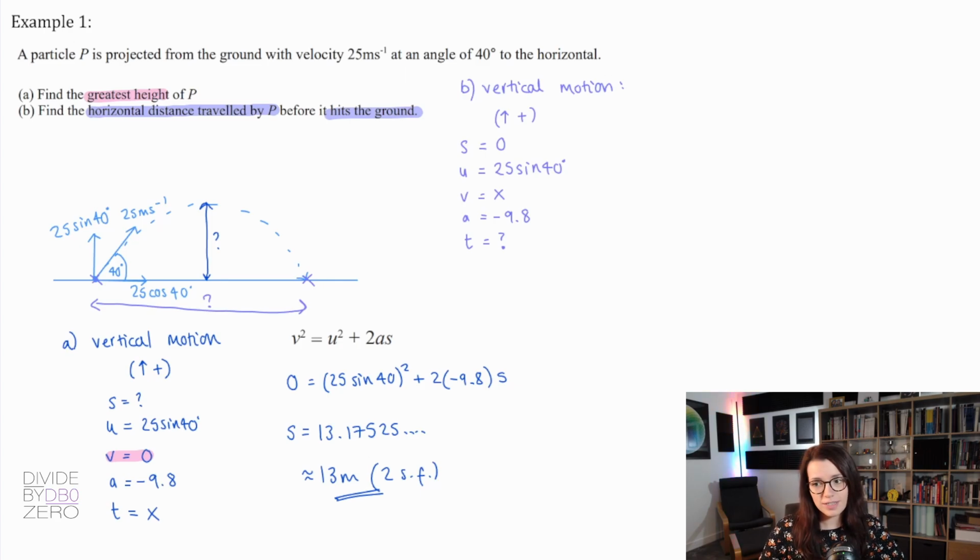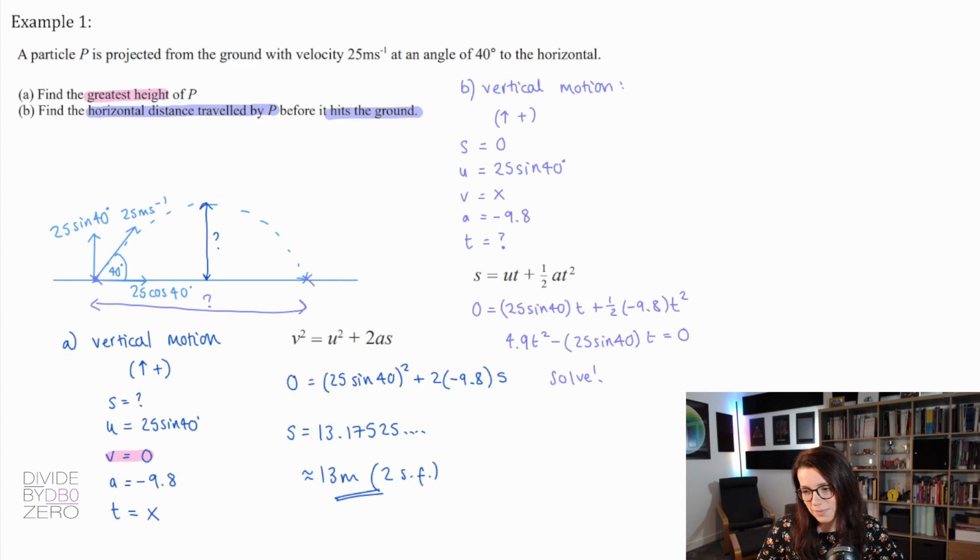So the suvat equation that doesn't involve v is this one. We sub in our numbers, rearrange to get a nice quadratic, and solve for t. When you do this, you get t equal to 0, which makes sense because that's at the beginning of the journey, or t is equal to 3.2795286 and more seconds.